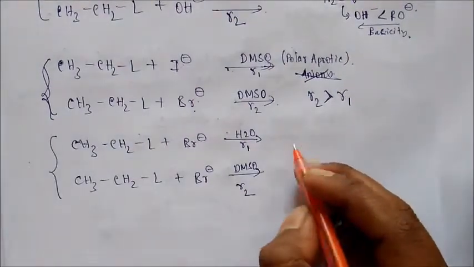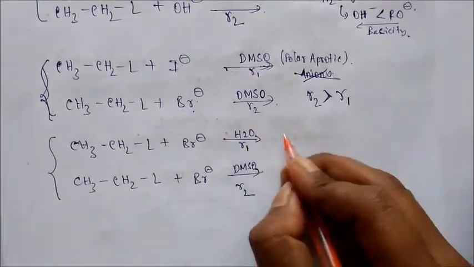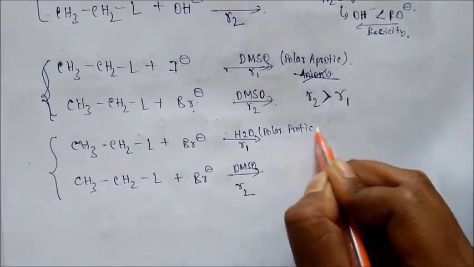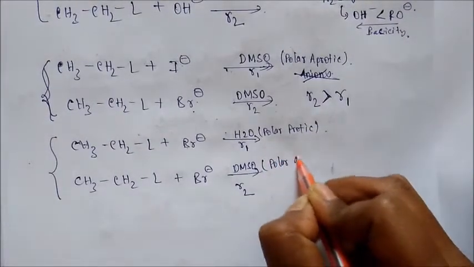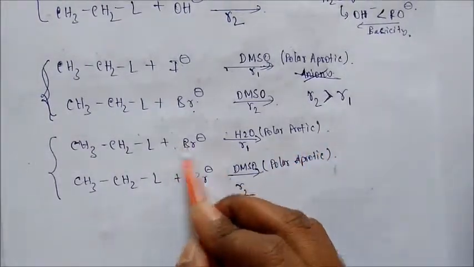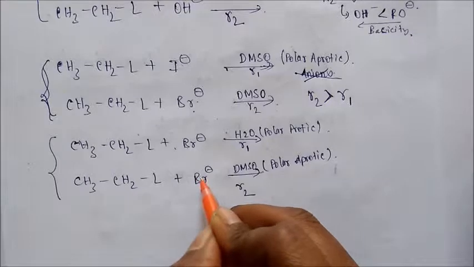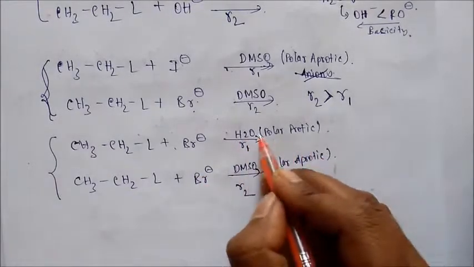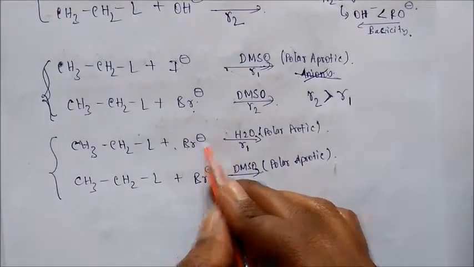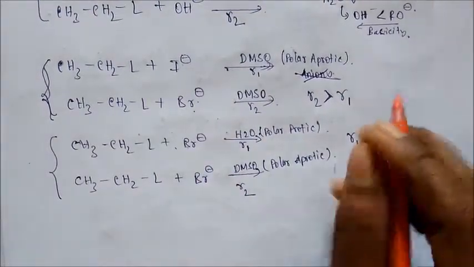In the third case, you see that the anion, the base, is the same here, but the solvents are different. Here it is polar protic and DMSO is polar aprotic. So what will be happening here? Polar protic will solvate the Br minus. In the second case, DMSO cannot solvate the anions. So the polar protic will solvate the Br minus and decrease the effectiveness of Br minus. So the reaction rate of 1 will be lesser than 2.